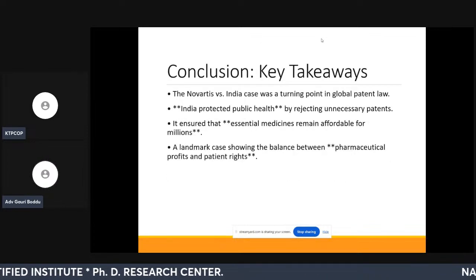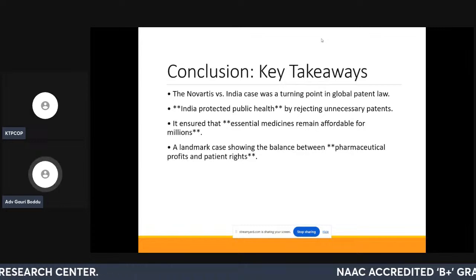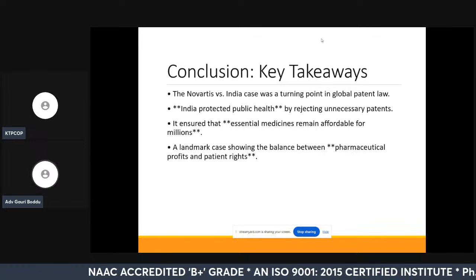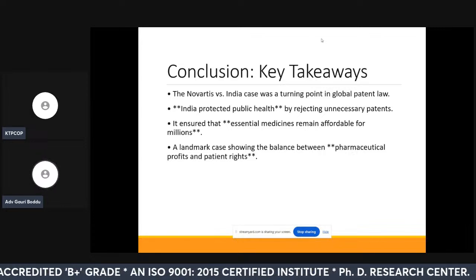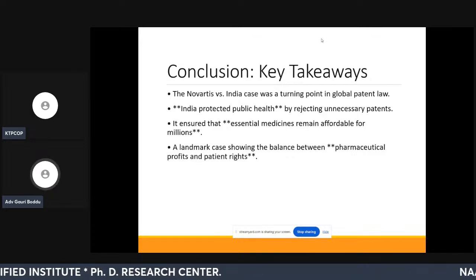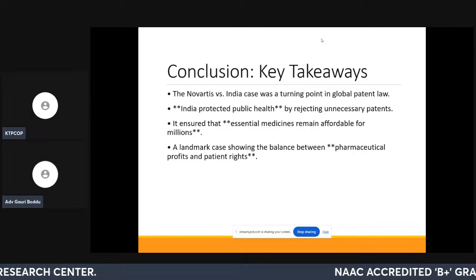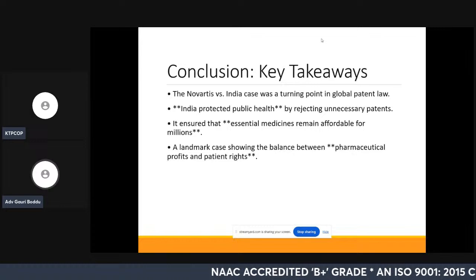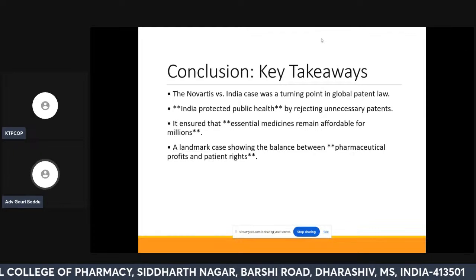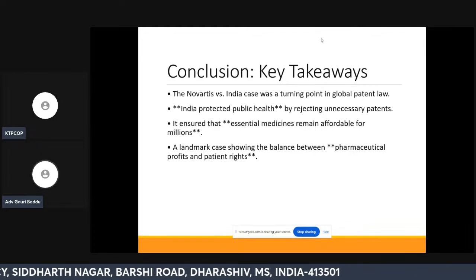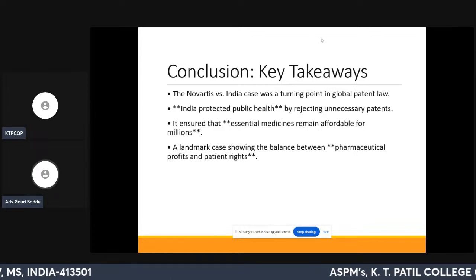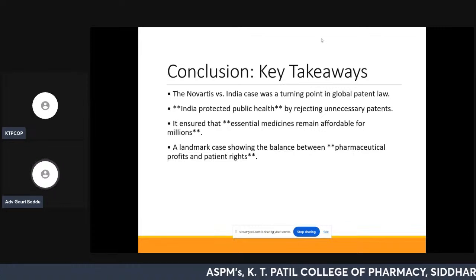So, what is the conclusion? The Novartis versus India case was a turning point in global patent law. India protected public health by rejecting unnecessary patents. It ensured that essential medicines remain affordable for millions. A landmark case showing the balance between pharmaceutical profits and patent rights. So, the Novartis case was a turning point where it gave everyone a tough decision that it should be new, it should be affordable, and that essential medicine should remain affordable for millions of people. Where can everyone buy this?